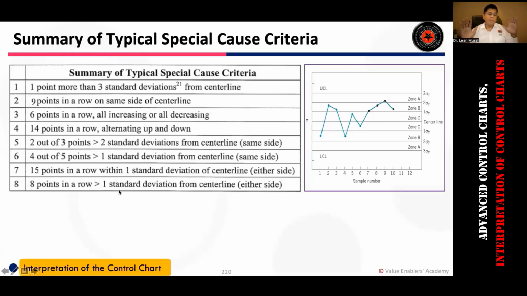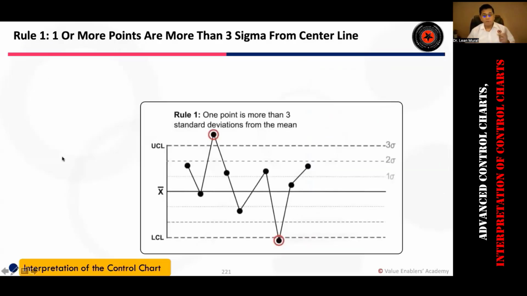Don't remember all this. I'll give you this presentation. You don't have to remember. This guy is boring with so many things, how do I remember? Don't worry. Software will tell you the pattern. AI itself will identify a pattern and tell you whether special causes are present or not. But for you to understand, how do you look at it in the control chart?